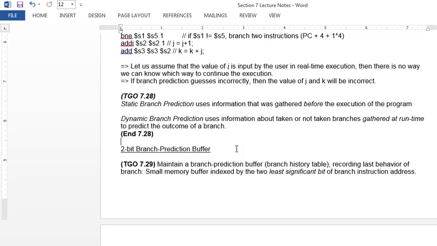So we're going to take advantage of the principle of locality. Elements in memory tend to be accessed, and elements around them, temporal and spatial locality, allows us to pretty accurately predict branches, basically using this concept called hysteresis, meaning that we take information just recently used and use that to make a prediction. So static branch prediction is defined here. It uses information that was gathered before the execution of the program, before compile time. It's going to take what you had in your instruction memory and data memory that you just did in Project 2 and use that to try to predict. Dynamic branch prediction uses information about taken or not taken branches gathered at runtime to predict the outcome of the branch. So you're going to use a finite state machine, which we're going to discuss here in a minute, to do that.